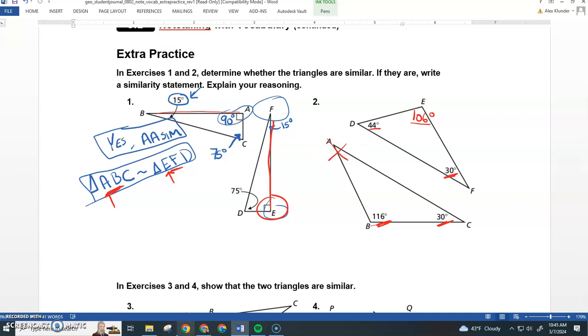I can always double check that. And when I check it, I get 34, not 44. So these are not similar. That's all you need to write. They're not similar. You don't need to explain anything else. They're just not similar.